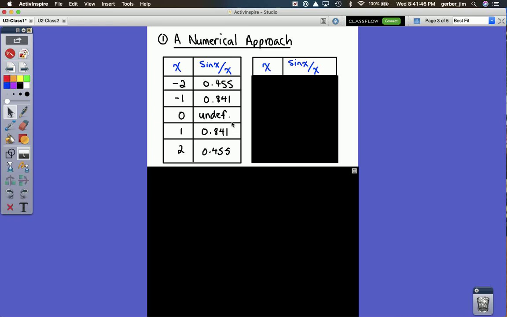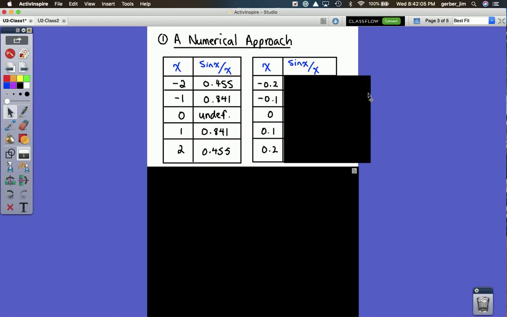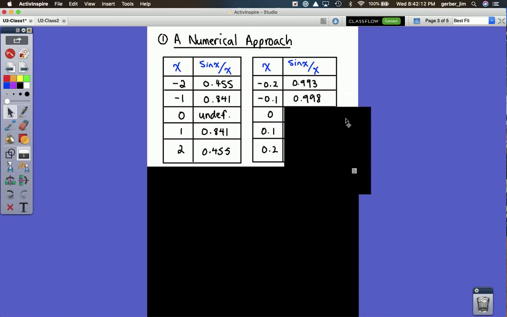If we wanted a better guess, what might we do? Well, we might say, instead of going from -2 to -1 to 0, or from 2 to 1 to 0, maybe we zoom in on it. Maybe we go from 0.2 to 0.1, or -0.2 to -0.1. In other words, we get a better look at this thing. And so what happens if we get a better look at it? Well, if we look at these values, as I come down, at negative 0.2, sine x over x is decimal 993. At negative 0.1, sine x over x is 0.998. Of course, at 0, it's still undefined. It always will be because we're dividing by 0.